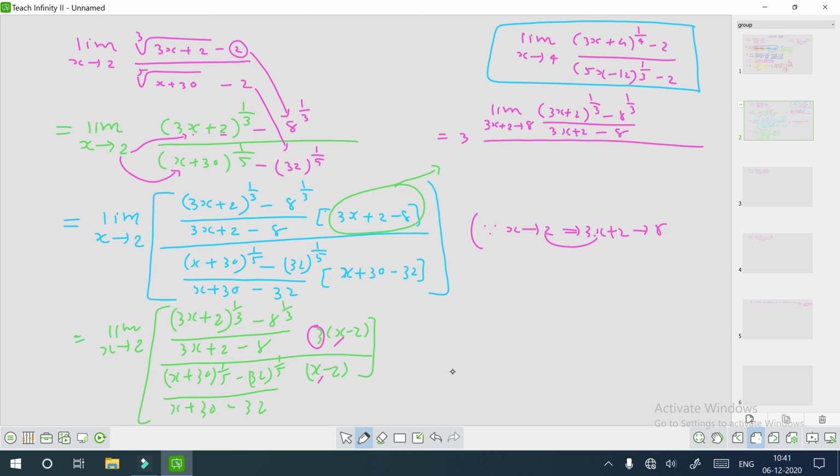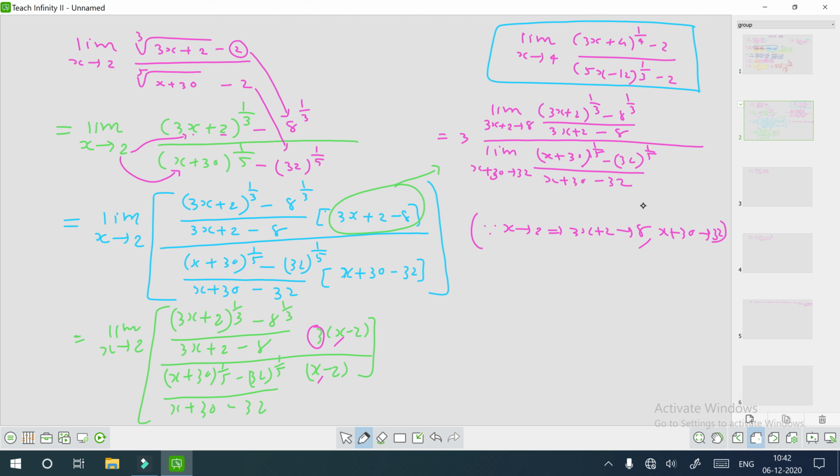If we take x equal to 2 here, 3 twos are 6, plus 2, that is equal to 8, of course. So what is the reason? x tends to 2 implies 3x plus 2 tends to 8. In the denominator quantity, what do we need to arrange? (x plus 30) raised to 1 by 5 minus 32 raised to 1 by 5, over x plus 30 minus 32. Here also x plus 30 tends to 32, because x tends to 2 implies x plus 30 tends to 32.